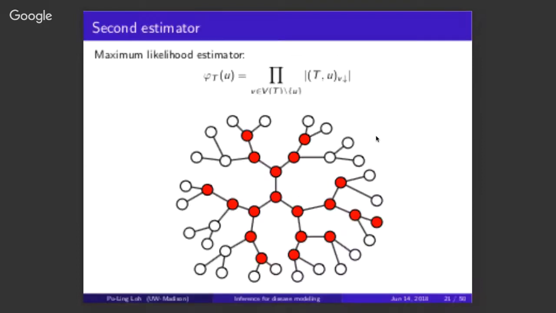Okay. So then there's one other estimator that I'm going to discuss. The second estimator is based more on maximum likelihood. So you might imagine that if you want to figure out the most likely node or nodes that could have started the whole infection, you could write down something along the lines of maximum likelihood. In this case, it's actually not too hard because the process is so simple.